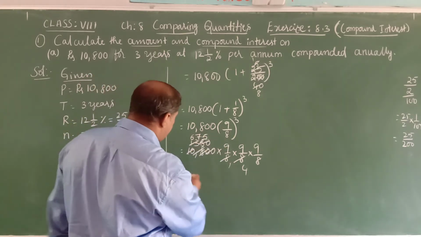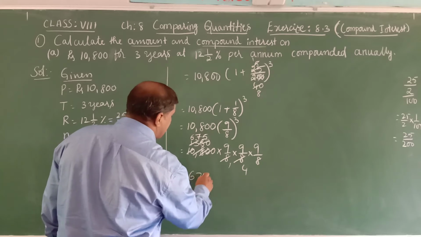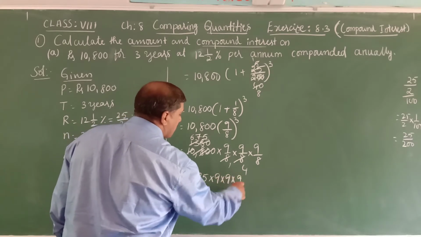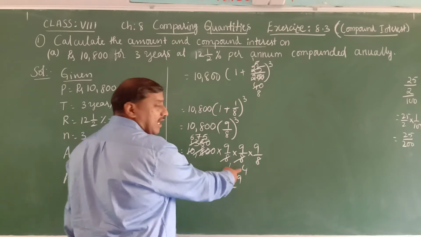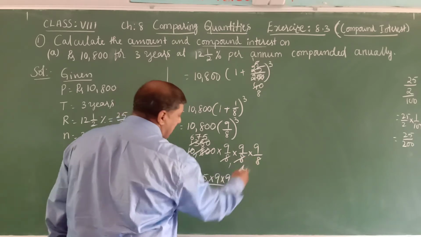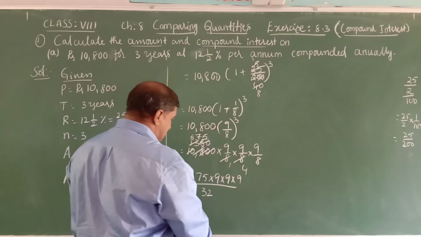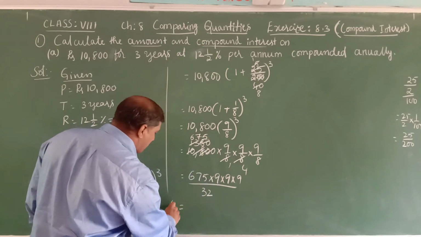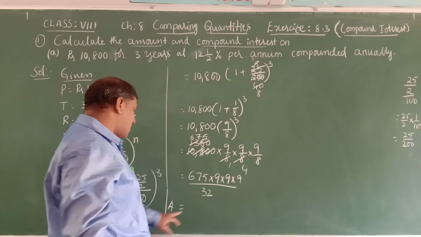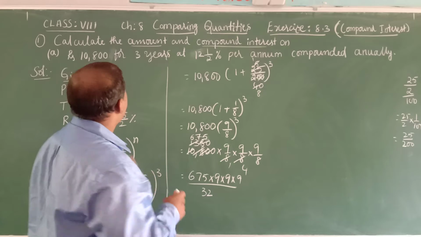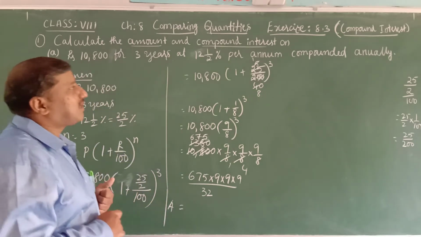Now we should multiply 675 into 9 into 9 into 9, divided by 1 into 4. It is 4, 4 into 8, 4 eights are 32. So we need to simplify this. How much do we get? That will be the amount, the final amount which he will get after 3 years.